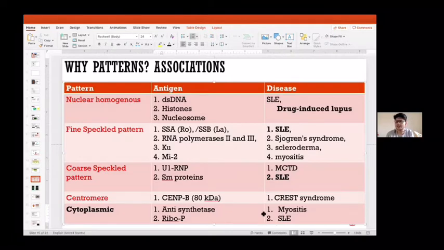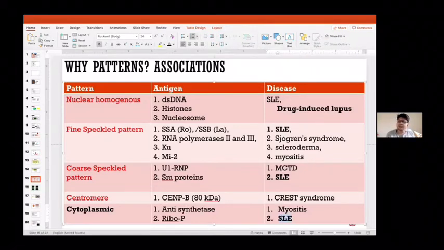And anti-synthetase syndrome, it is with myositis. So now you see this part, what I'm highlighting or making bold, the SLE is everywhere, right? SLE is a disease where anti-nuclear antibodies are targeting multiple antigens. While if you read MCTD, only one thing, U1-RNP. If you read Sjogren's syndrome, only one thing, it will be SSA or SSB, or Ro or La. So SLE is one of the diseases where multiple antigens are being targeted, while Sjogren's syndrome or MCTD are diseases where antibody forms against only a single antigen.